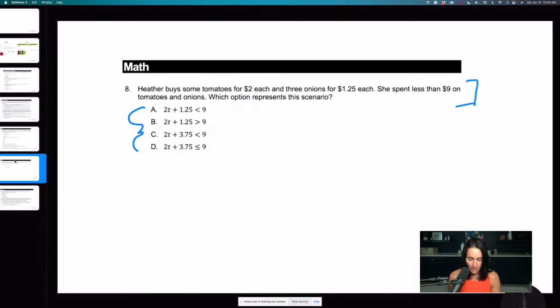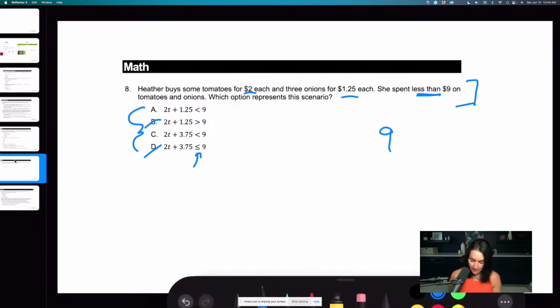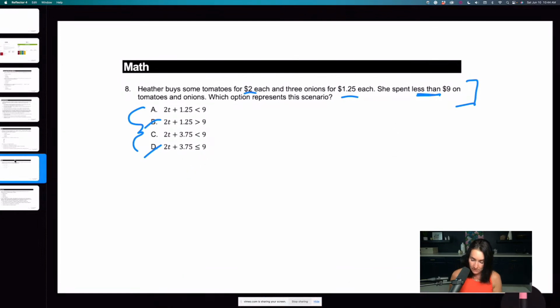Let's have a look at the question. Heather buys some tomatoes for $2 each and 3 onions for $1.25 each. So we've got $2 per tomato, $1.25 each for the onions. She spent less than $9 on the tomatoes and onions. Which equation represents the scenario? Less than. So anything without a less than sign is out. B is out and D is out. She didn't say she could spend no more than $9. If it said she can spend no more than $9, that means she could spend $9 or less, which would be this sign here. But that's not what it's saying. It's saying she spent less than. It's a very definitive less than.